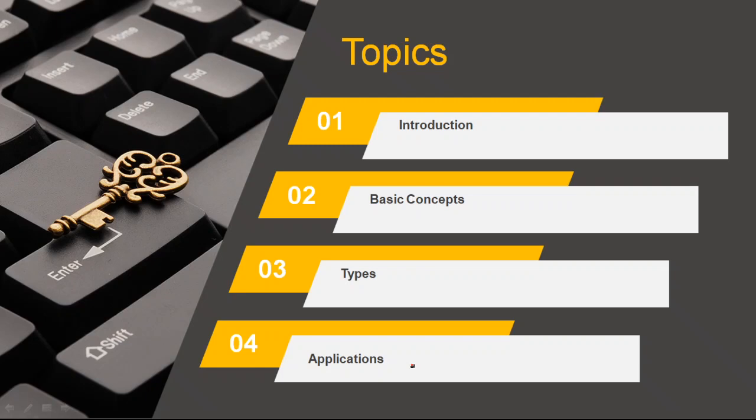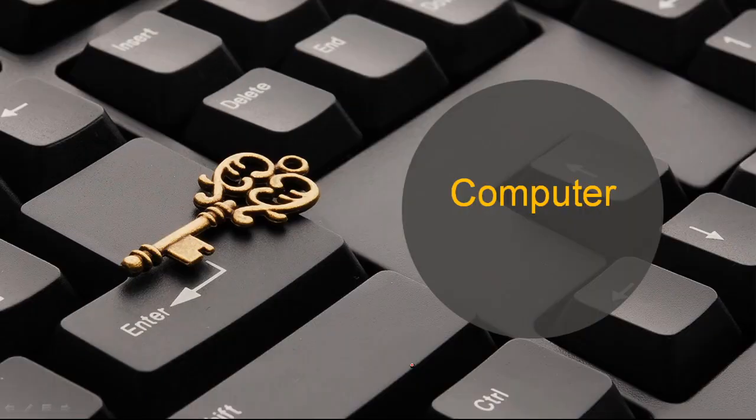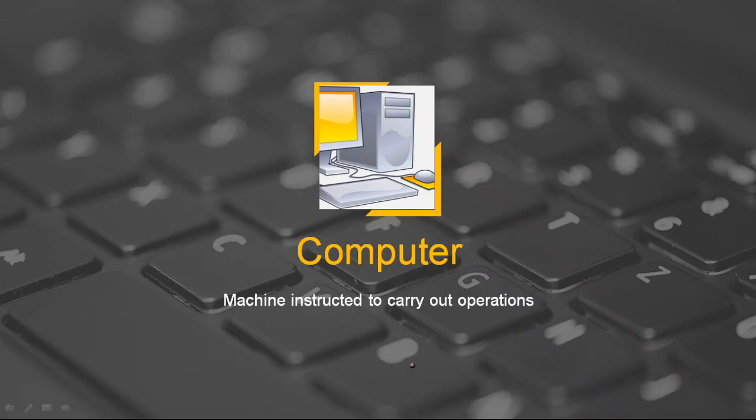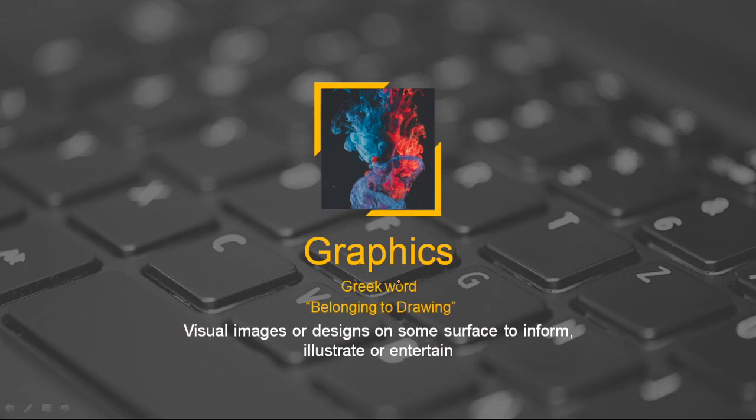Coming back to our topic, the word computer graphics is made up of two words. One is computer and the other one is graphics. Now first look at what is computer. A machine instructed to carry out operations. What that means? A computer is a machine, or you can say a device, that performs operations that we instruct to it. And the other word graphics.